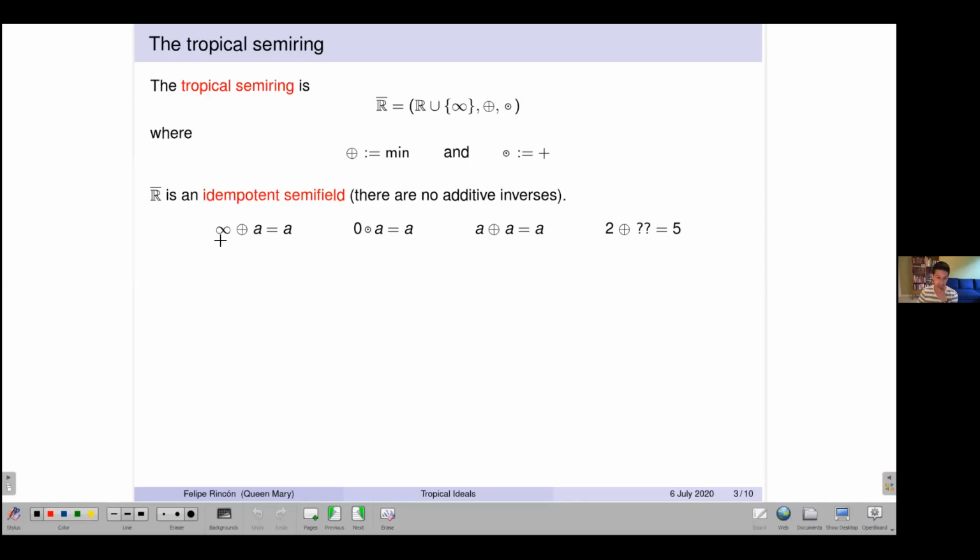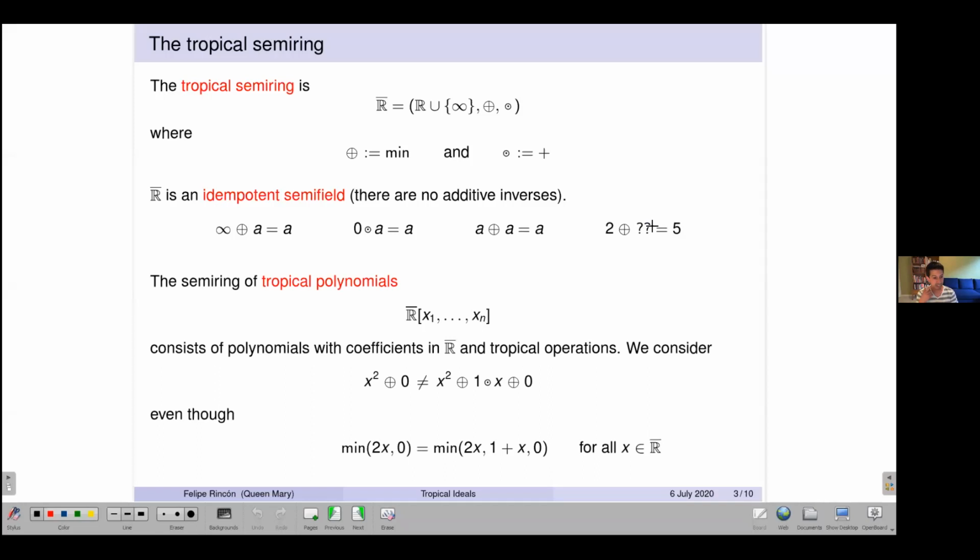Infinity is going to be the additive identity: the minimum between infinity and any number a is equal to a. 0 is going to be the multiplicative identity: 0 times a is equal to a. It's idempotent, importantly, so a plus a is always equal to a. The addition is idempotent. And there is no subtraction, and that's what's going to make algebra hard. So you cannot solve equations like 2 plus x equals 5. That has no solution. 5 minus 2 doesn't make sense tropically. So it's an idempotent semifield, and there are no additive inverses.